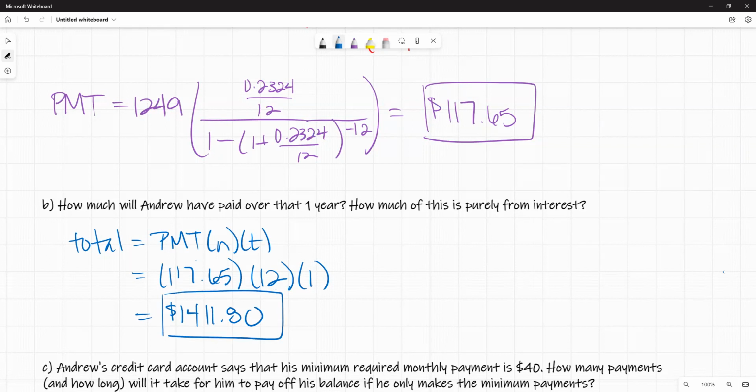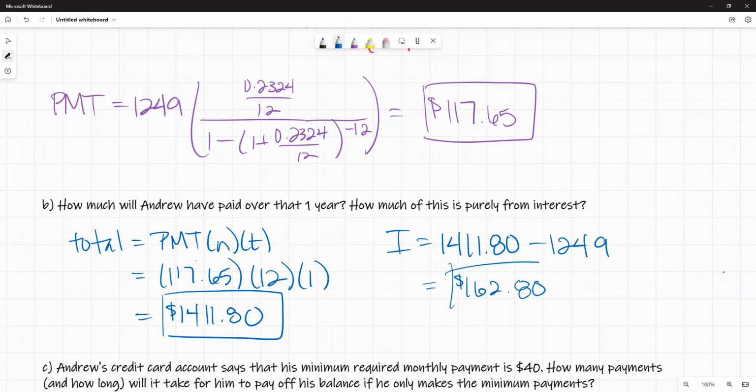Instead of paying just the $1,249 sticker price, he pays this much. So how much of that is just the interest? Well, we take the amount that he pays, minus the price of the laptop, what he actually paid for, and we end up getting $162.80.